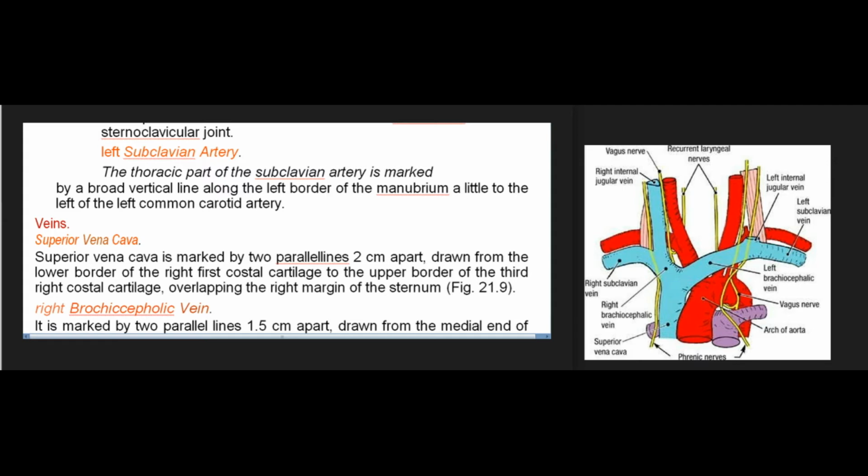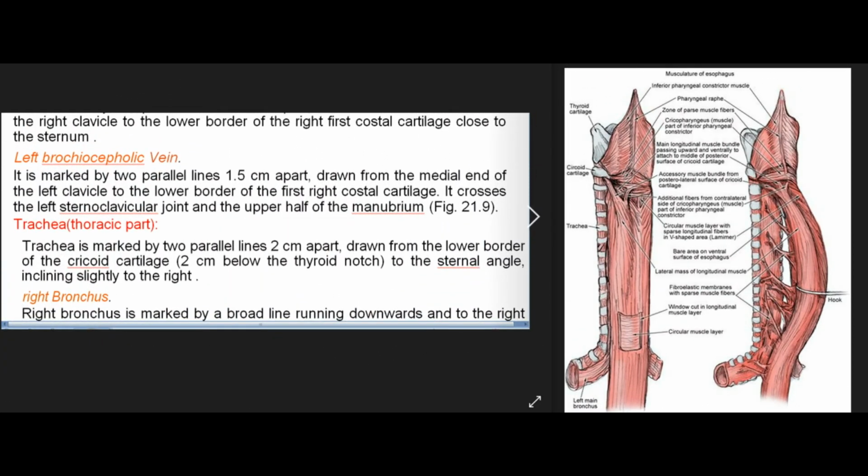Veins. Superior vena cava. Superior vena cava is marked by 2 parallel lines 2 cm apart, drawn from the lower border of the right first costal cartilage to the upper border of the third right costal cartilage, overlapping the right margin of the sternum, Fig 21.9. Right brachiocephalic vein. It is marked by 2 parallel lines 1.5 cm apart, drawn from the medial end of the right clavicle to the lower border of the right first costal cartilage close to the sternum.